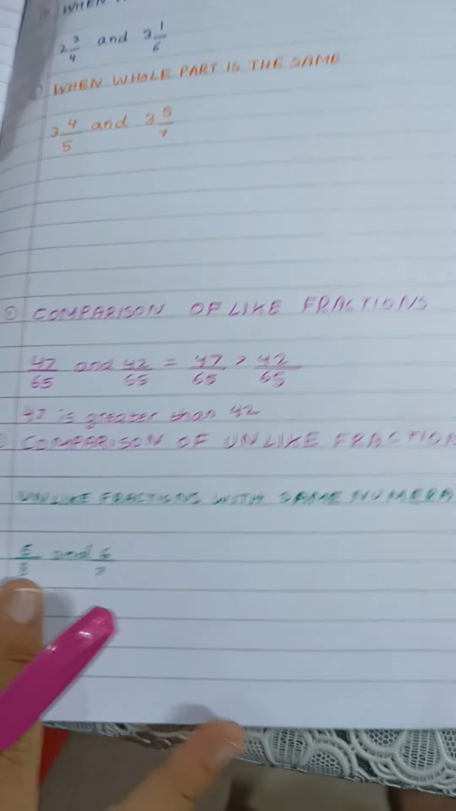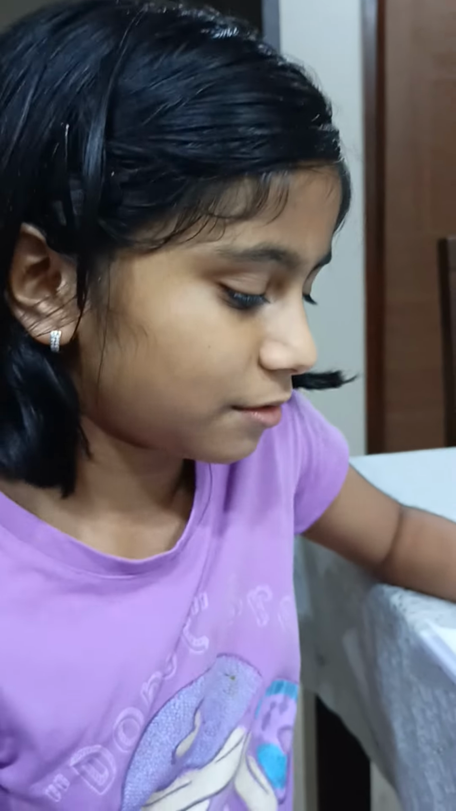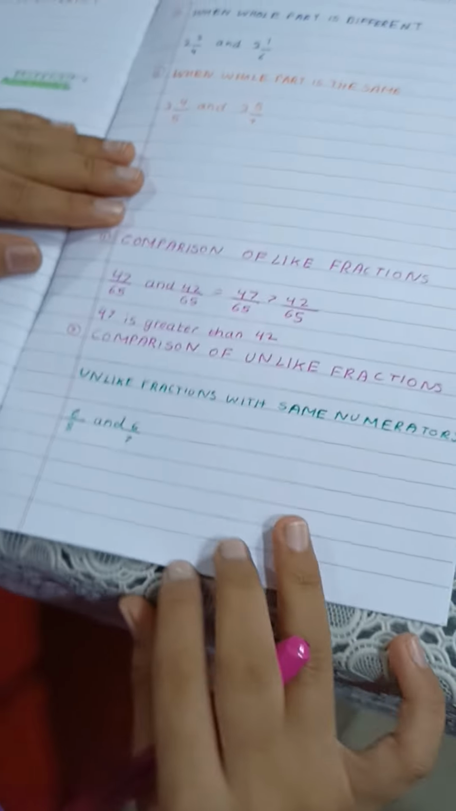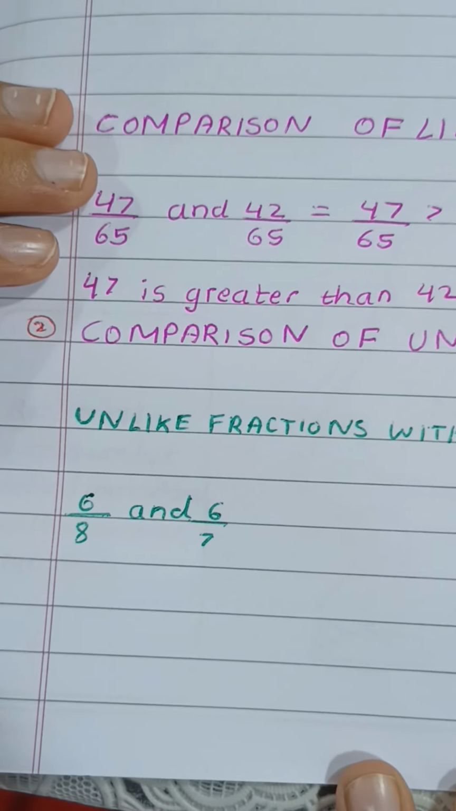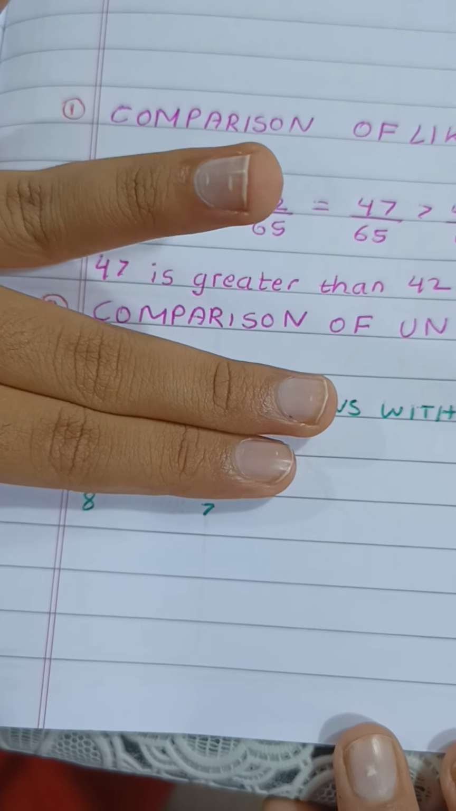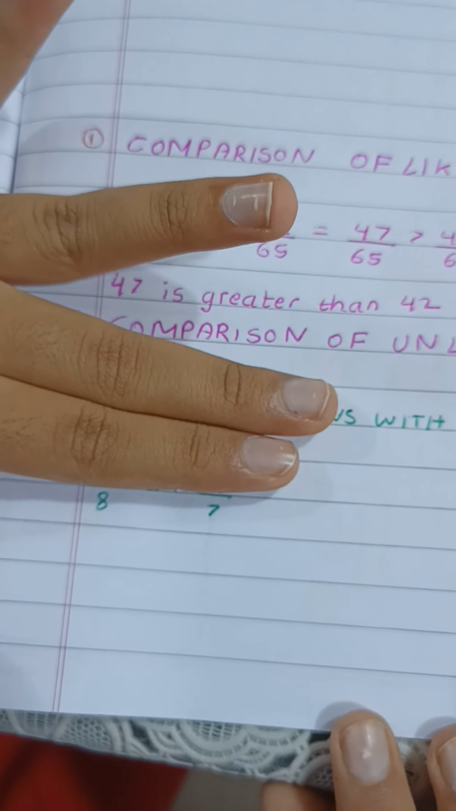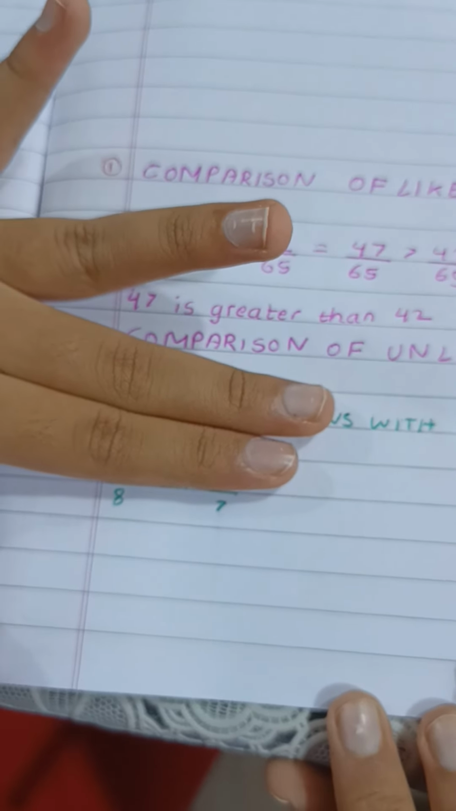Okay, so now comparison of unlike fractions. Unlike fractions with the same numerators. So let's see how to do that. In this, the numerators are the same, that are 6 and 6. So let's just ignore the numerators and look at the denominators. The denominators are 8 and 7. In this, 8 is greater than 7.